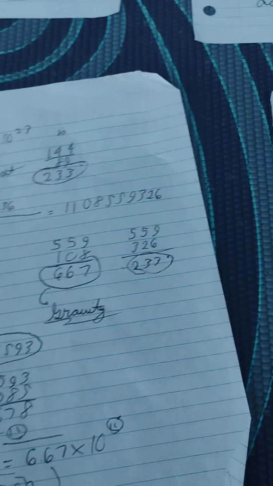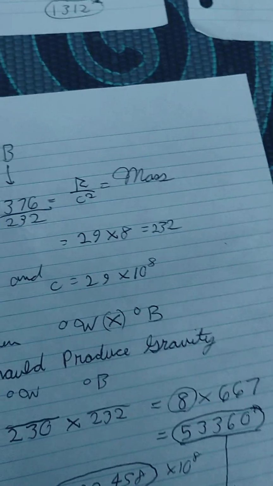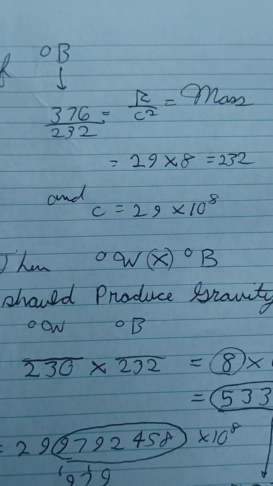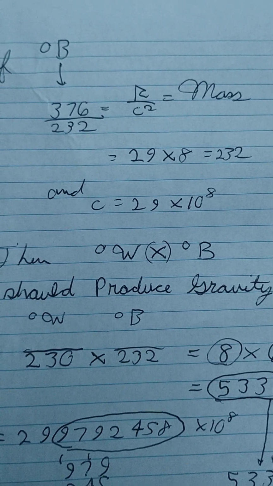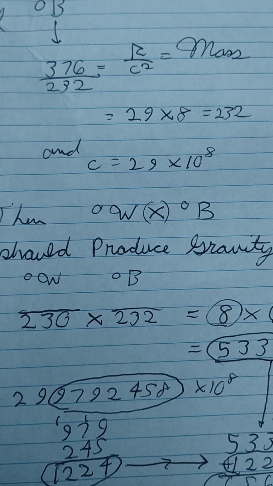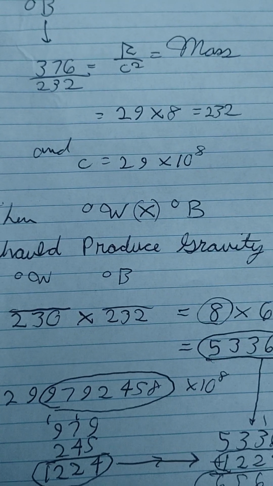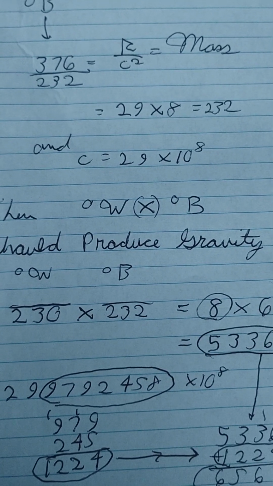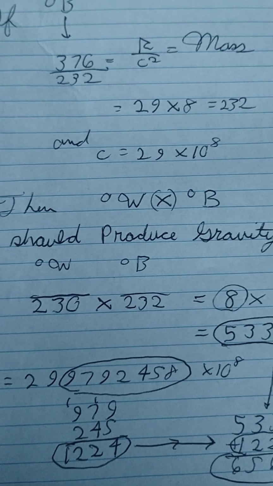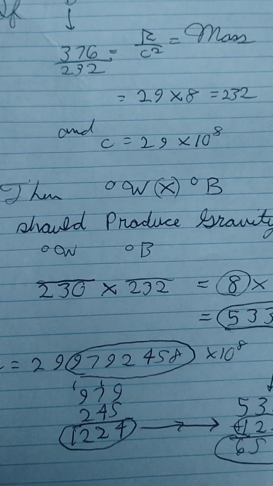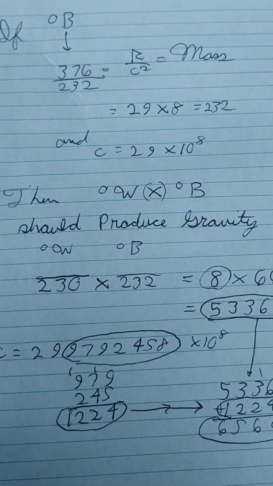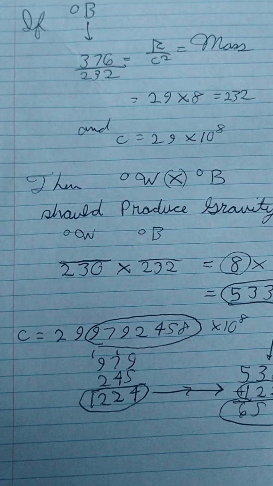Now let's keep on going. Let's see how this ties in. And here's our B neutral field. And 29 times 8 equals 232. And C, speed of light, is 2.99792458 times 10 to the 8th. Well, it's just for significant digits. Let's just use the 29. But this should produce gravity. We're going to unify all forces. So let's go ahead and do that.